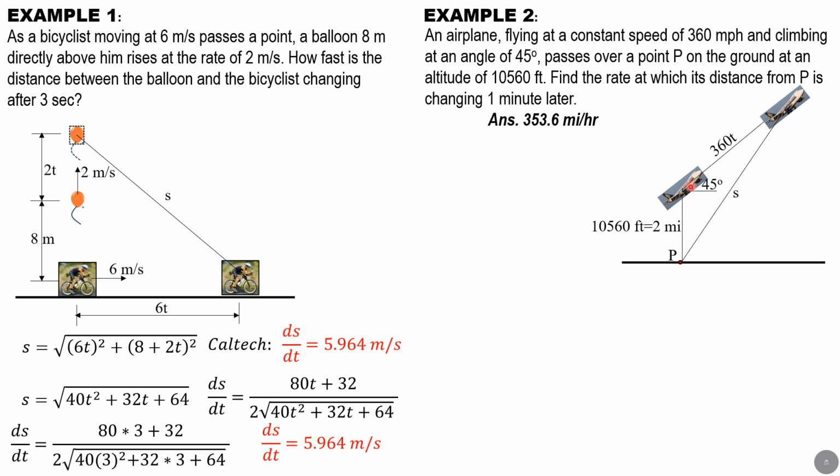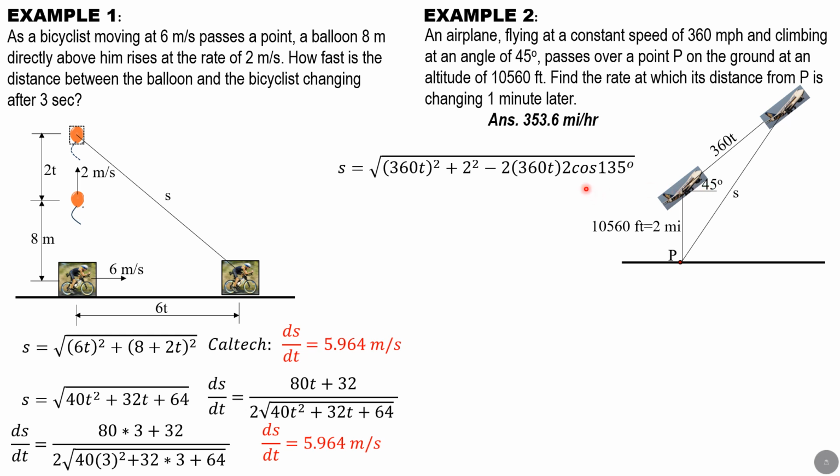So this is the total angle between the 2 mile length and 360 times time, speed is 360 miles per hour times time, where time must be in hours to be consistent. Then this is the triangle to be considered. We apply the cosine law to derive S in terms of t. So S is the square root of quantity 360t squared plus 2 squared minus 2 times 360t times 2 cosine of the angle between 360t and 2 miles, 135 degrees, 90 plus 45.